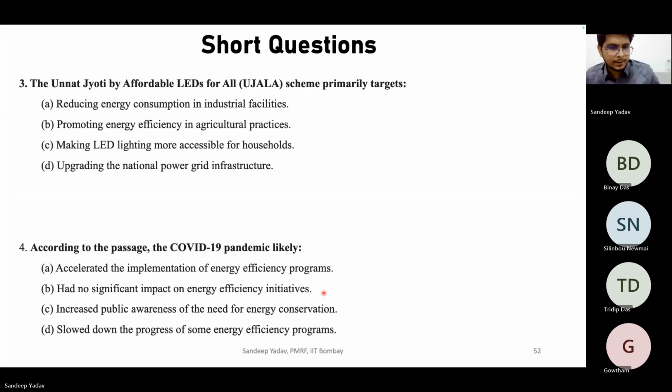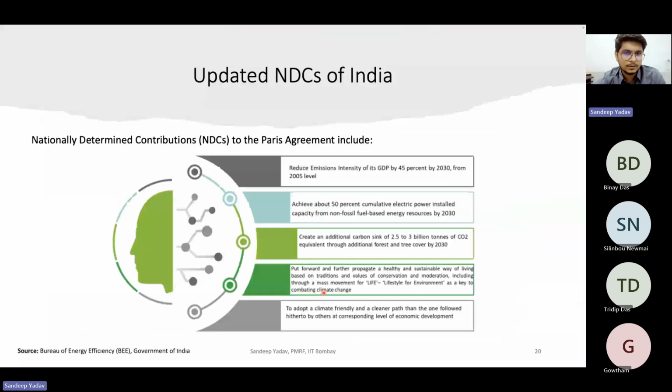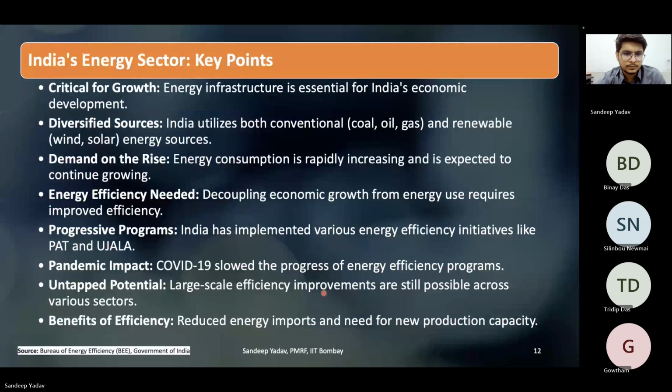According to the passage, the COVID-19 pandemic likely accelerated the implementation of the energy efficiency programs, had no significant impact on the energy efficiency initiatives, increased public awareness of the need for energy conservation, or slowed down the progress of some energy efficiency programs. It is D. It's D, correct. This is also mentioned here. Here you can see pandemic impact: COVID-19 has slowed down the progress of energy efficiency programs.